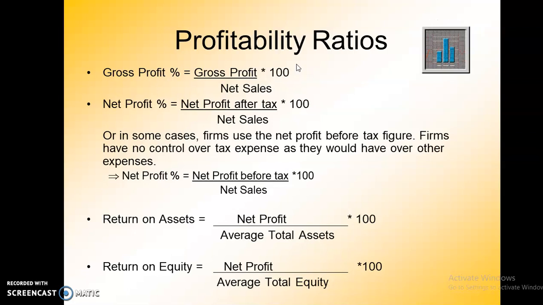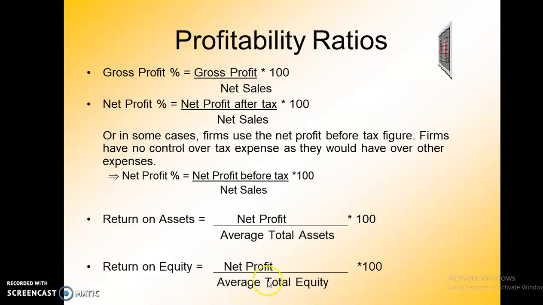The formula is net profit after tax divided by net sales into 100. This ratio tells about how well the firm controls all kinds of expenses: manufacturing expense, administration expense, selling expense, and each and every operating expense. How well the firm controlled all expenses to make maximum profit. That ratio is known as the net profit ratio.